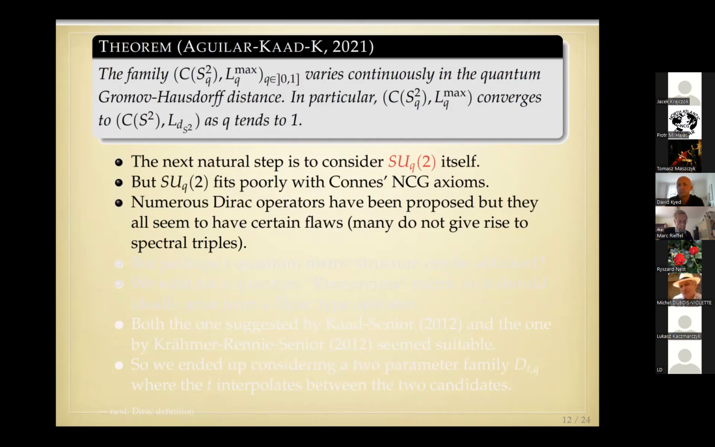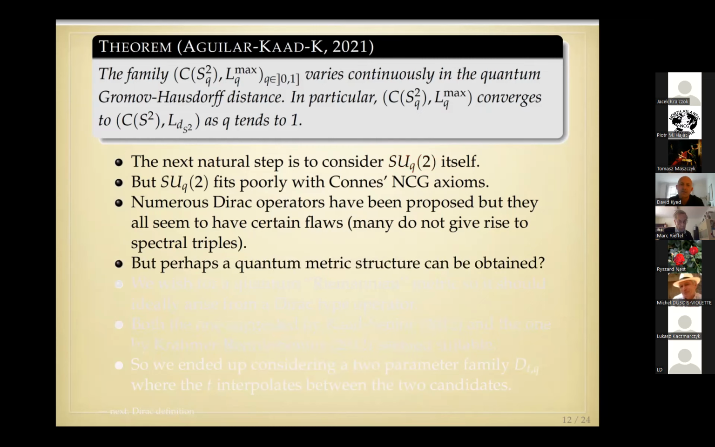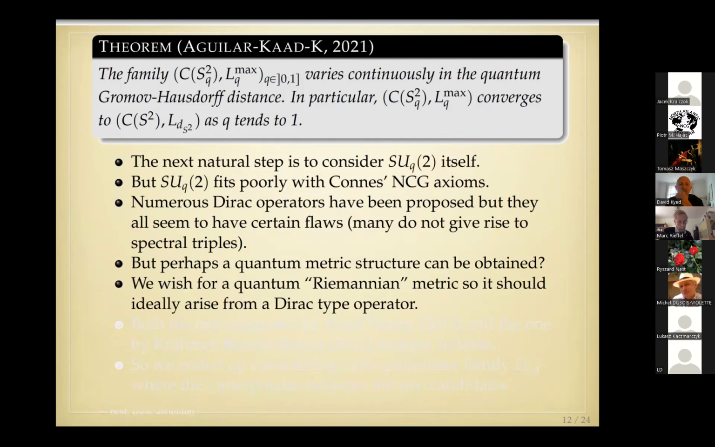But our hope, and here our means Jens and myself, was that maybe one can squeeze out a quantum metric structure nevertheless from one or several of these Dirac operators. And at that point, you of course need to figure out which Dirac operator to choose. So we are after a Riemannian metric, so it should somehow come from something which is spectral geometric. So it should come from a Dirac type operator.